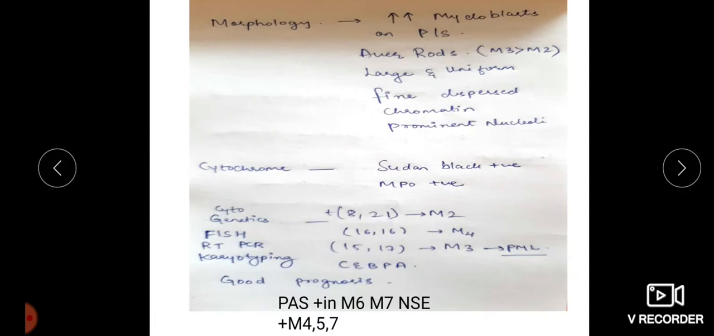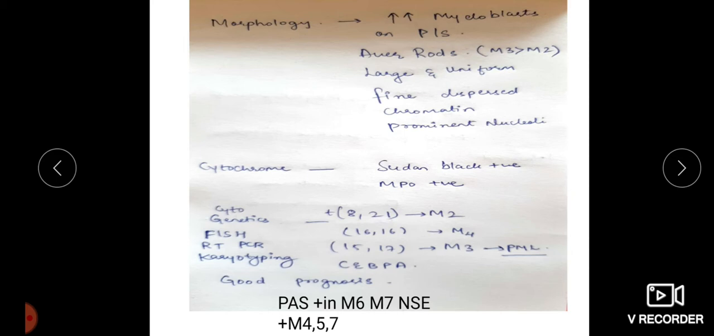Now morphology: there are increased myeloblasts on peripheral smear. How does the myeloblast look? Auer rods are present, and they look large and uniform. They have fine and dispersed chromatin and prominent nucleoli. They are Sudan black positive, myeloperoxidase positive. PAS is negative in AML, it is positive in ALL, but PAS is positive in M6 and M7, and NSE is positive in M4, M5 and M7.